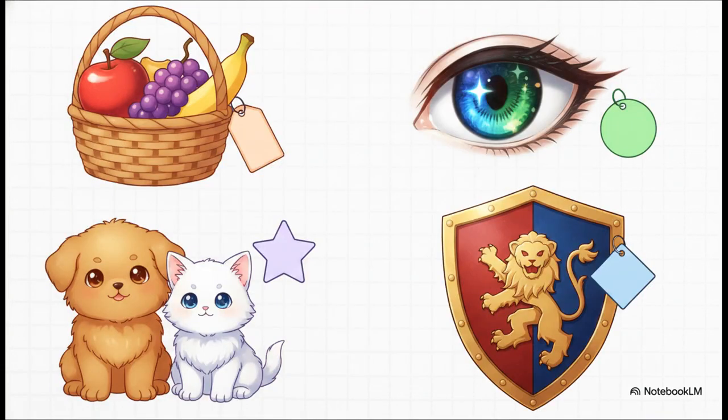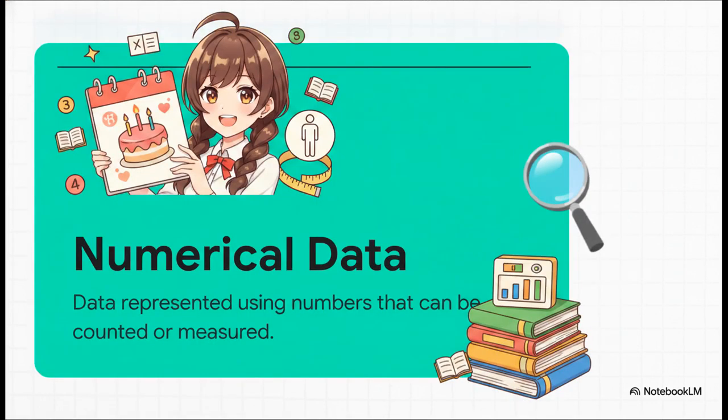Think about everyday things, like your favorite fruit, your eye color, your schoolhouse, blood groups, or even what types of pets you have. Look really closely at those. Notice anything? None of these examples use numbers. So here's a super simple memory trick to lock this in. Name it, label it, group it. That's categorical data.